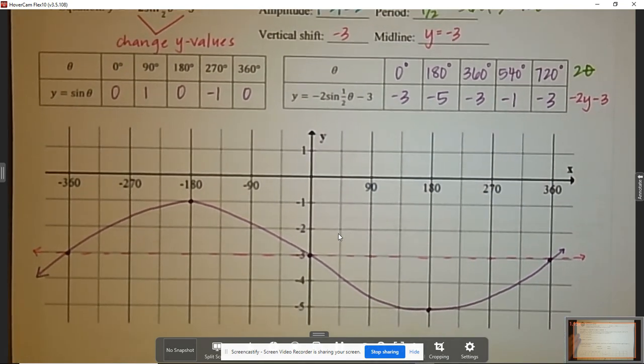All right, guys, this is all of the changes on the trig graphs. If you have any questions, you can just email your advanced algebra teacher or any advanced algebra teacher, and we will hopefully be able to answer your questions. Good luck.